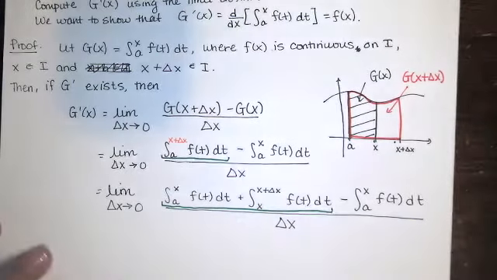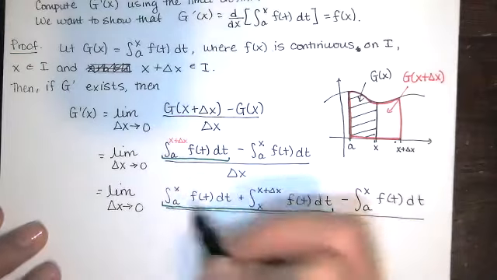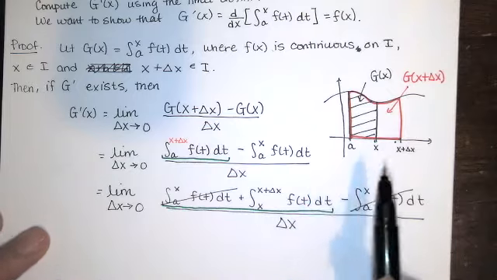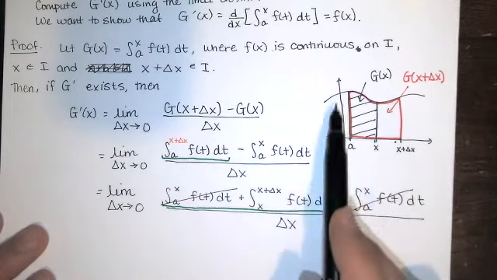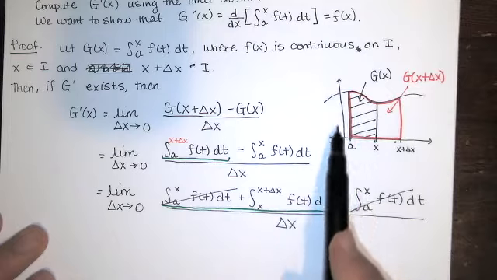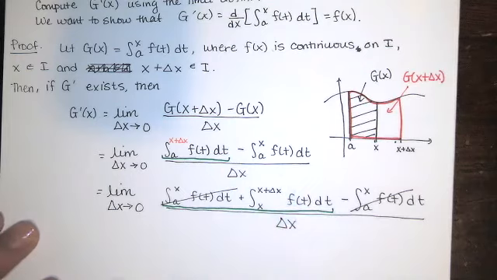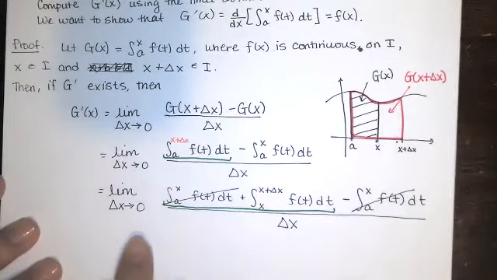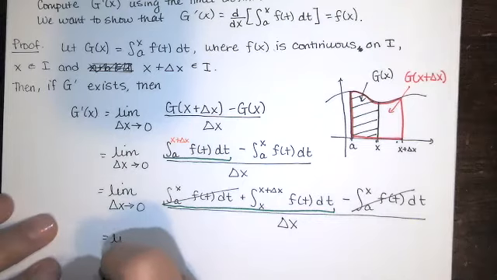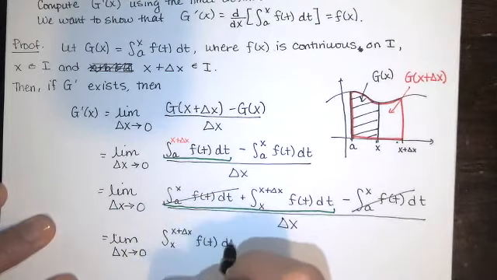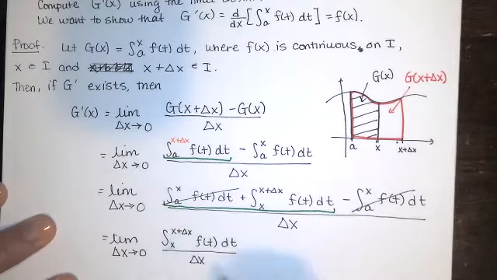Okay, so we just made a substitution. And then look, these guys reduce, and you just get this, which I think is what we could see from the picture. If I took this whole area and then I take this part away, shouldn't I get that area, which is the area between x and x plus delta x? That's what we see here. So if the derivative of g exists, it's equal to this. So I have the limit as delta x approaches 0 of the integral from x to x plus delta x of f of t dt divided by delta x.